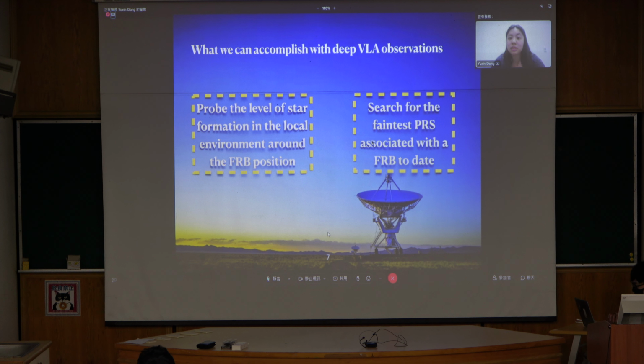So we obtained very deep VLA observations in A configuration, which is the highest resolution available through the VLA, mainly to answer two questions. One is whether this FRB is related to any sort of enhancement of star formation on a more local scale, and whether it's associated or co-located with a potential PRS. And if it does exist, it would be the faintest PRS we have to date.